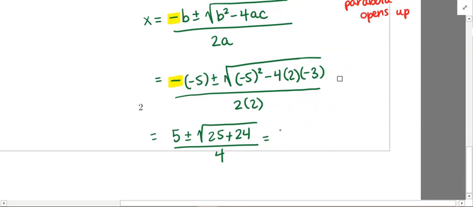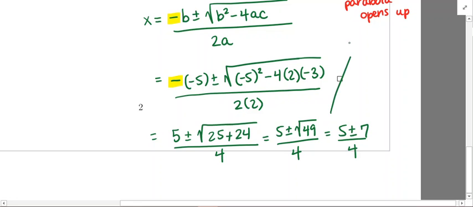Okay, so this turns into, if you simplify what's under the square root, it's going to be 5 plus or minus the square root of 49. 25 plus 24 is 49, all over 4. Okay, we know the square root of 49, so we're going to get 5 plus or minus 7 over 4. Okay, that gives us 2 x-intercepts.